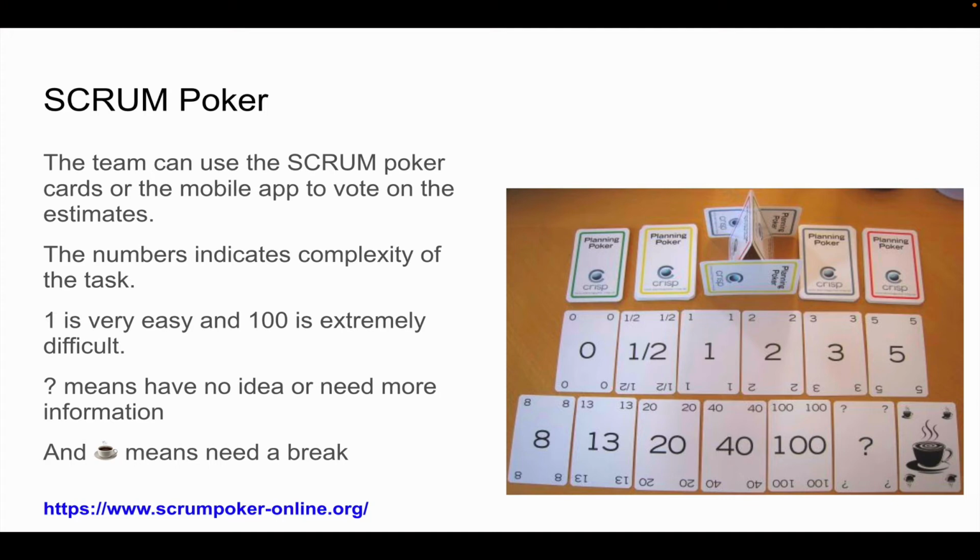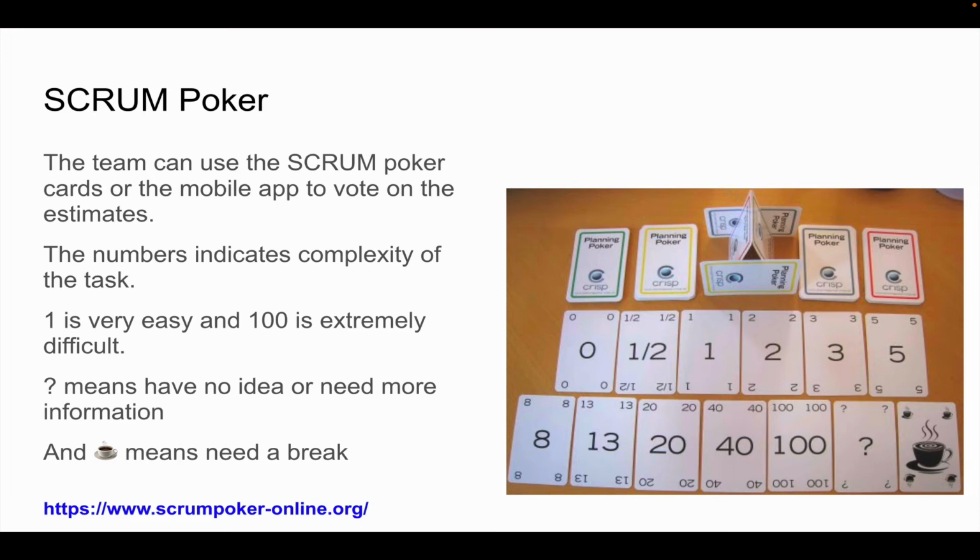Now 0 is too easy, right? It's already done, and 1 is very easy. 5 is so-so, right? And 20 is difficult. 40 is extremely difficult. 100 is very, very difficult, right? And the question mark means that you need more information. You don't really know what to estimate this particular task with, because you need more information about it. And the coffee cup means that you need a break, right?